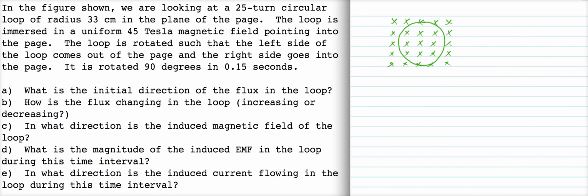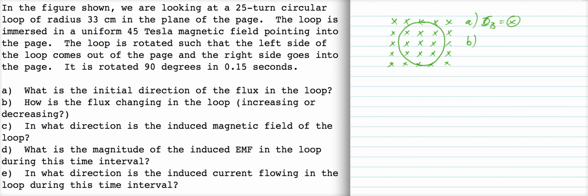Alright, so we'll go through this one at a time. For part A, the initial direction of the flux in the loop is obviously into the page. It's in the same direction as the external magnetic field.